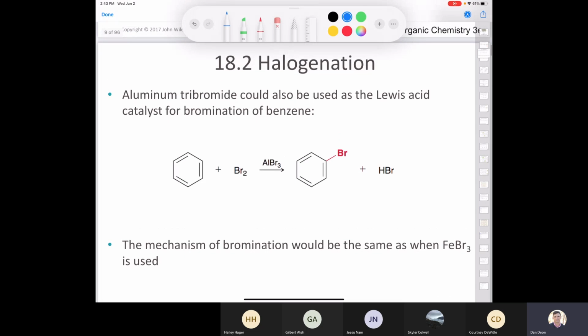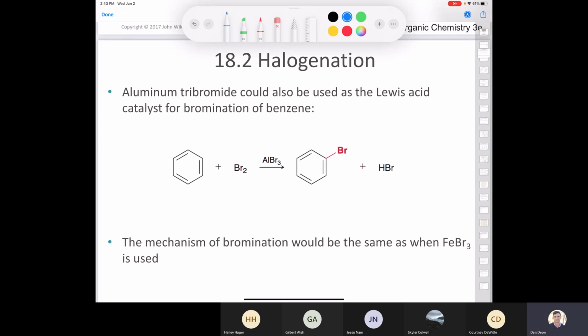Anyhow, are there other Lewis acids that we could use besides iron 3 bromide? Yeah, absolutely. We can use aluminum tribromide. Remember, it's not aluminum 3 bromide because aluminum is in group 3A. It's not a transition metal, so it's just aluminum tribromide, AlBr3. Well, that's also a good Lewis acid, isn't it? And the mechanism is identical to that of the one with iron 3 bromide. You just basically replace the iron with an aluminum.